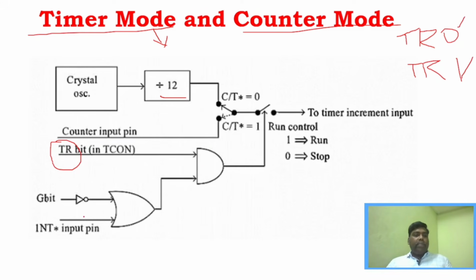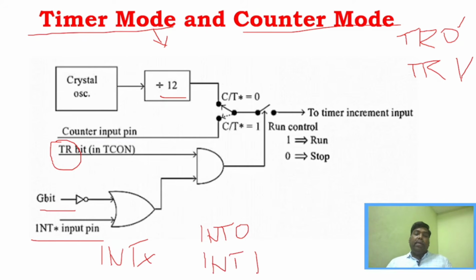And we have something called the gate bit, and also we have the INTX pin, that is the external interrupt pin. We can give an external interrupt by using these two pins, INT0 or INT1. These are the external interrupts, right? Whenever we use timer 0, it will be INT0, and if we are using timer 1, it will be INT1, right? Now I'll explain the core concept here.